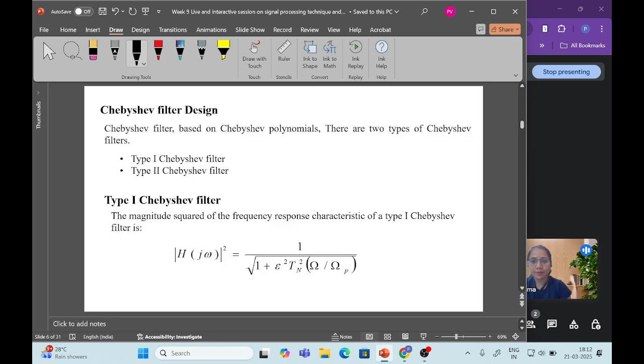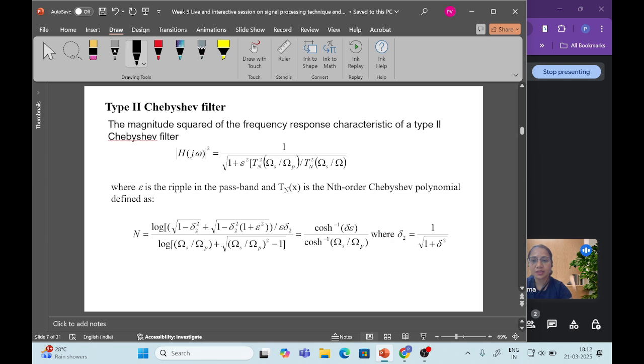Now next is Chebyshev filter design. Chebyshev filter design is based on Chebyshev polynomials, and there are basically two types of filters that can be designed: the type 1 Chebyshev filter and the type 2 Chebyshev filter. This is the type 1 Chebyshev filter, and the characteristic equation is represented by this: 1 divided by the root of 1 plus epsilon squared Tn squared of omega divided by omega p.